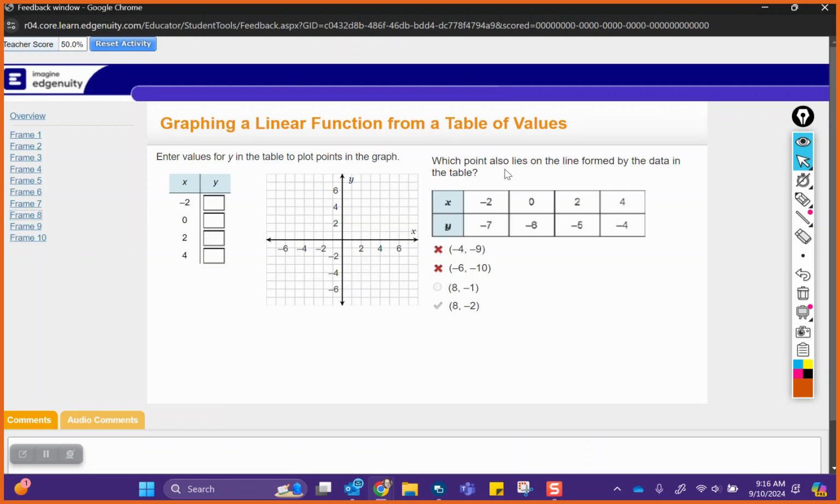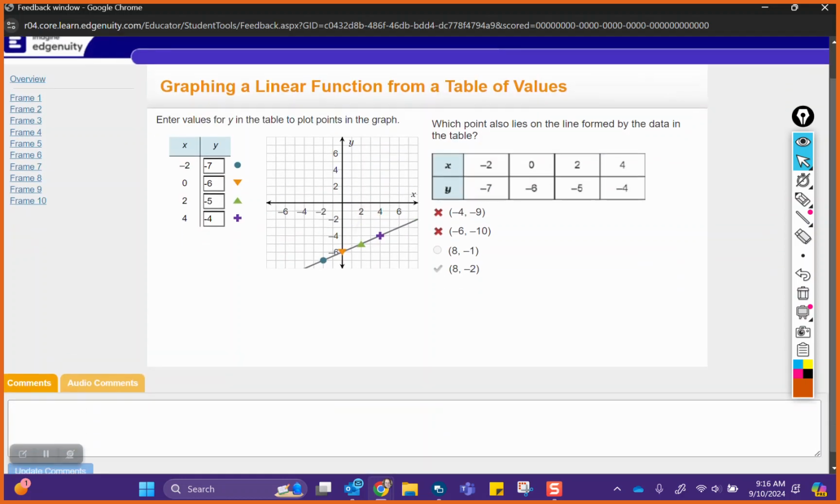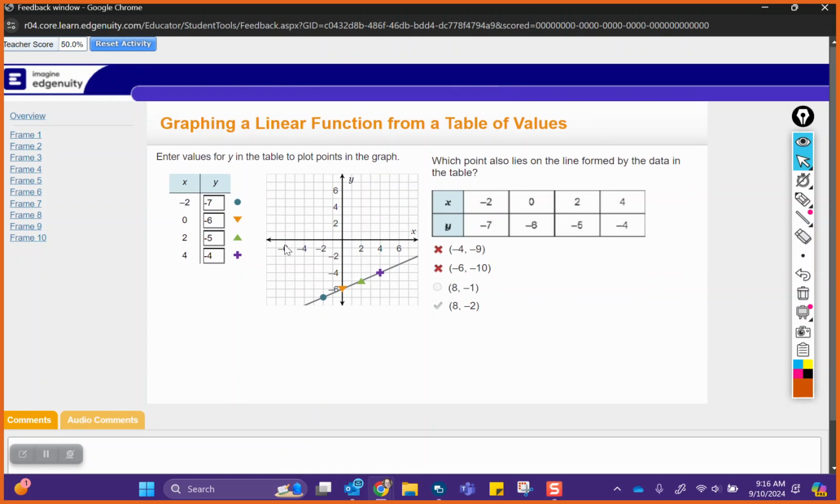Okay, which point also lies on the line formed by the data in the table? So here's the table. We're going to put negative 7, 0, negative 6, 2, negative 5, 4, negative 4. And so now we're checking what else is on that line. So negative 4, negative 9. I can't even see that. Can I zoom on this? Nope, can't drag that. So negative 6, negative 10.